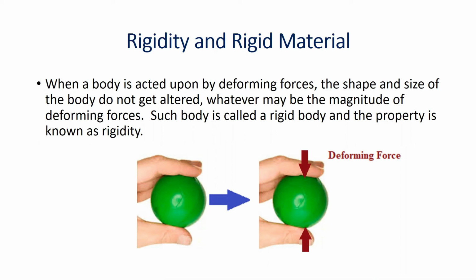In the figure, we can see that even after applying a large force, the shape of the body is not changing. Thus, the body is a rigid body and the property is rigidity. In practice, it is not possible for us to get a perfectly rigid body, but large blocks of metals and stones can be considered as rigid bodies.